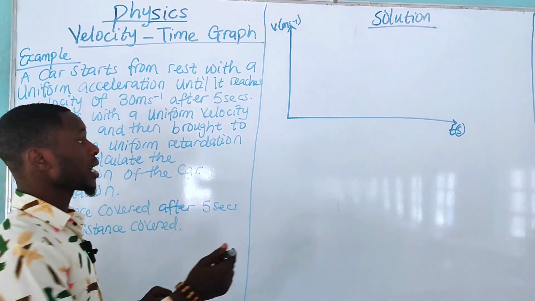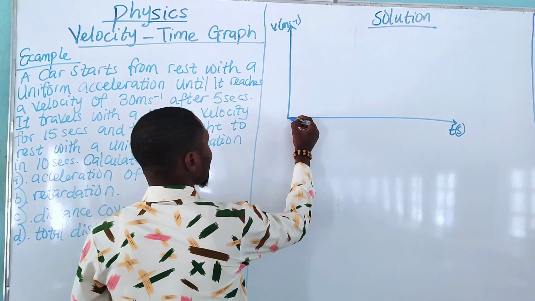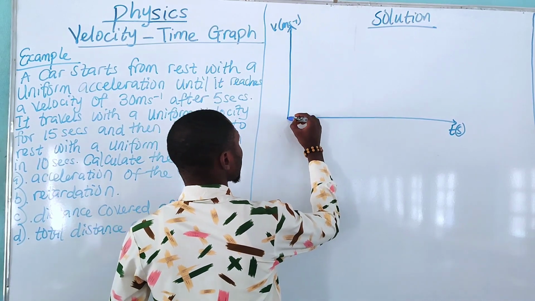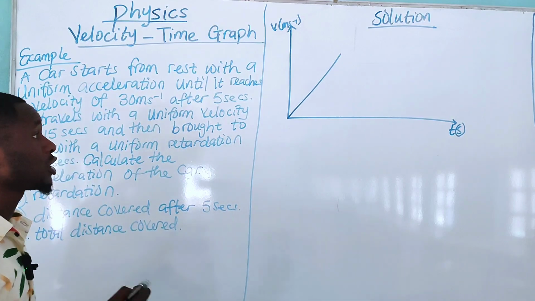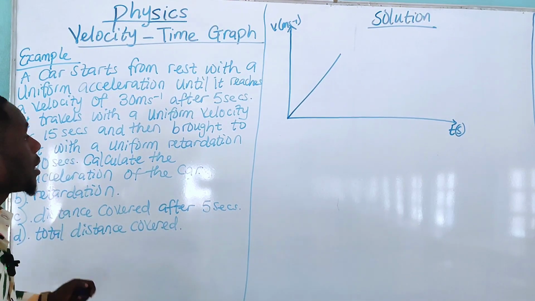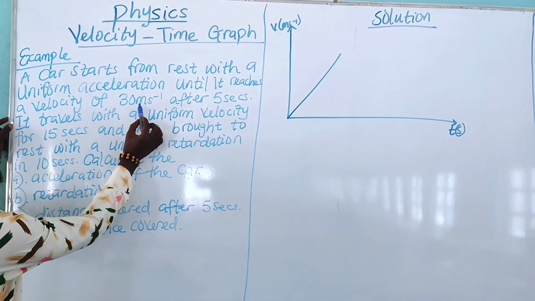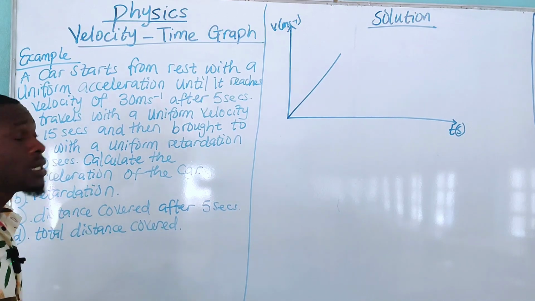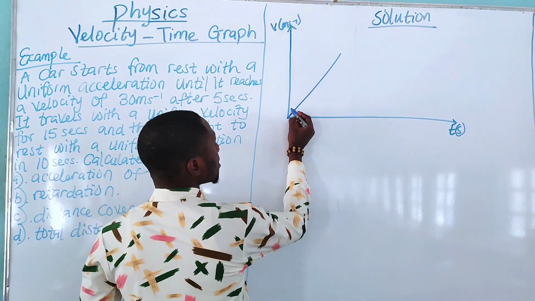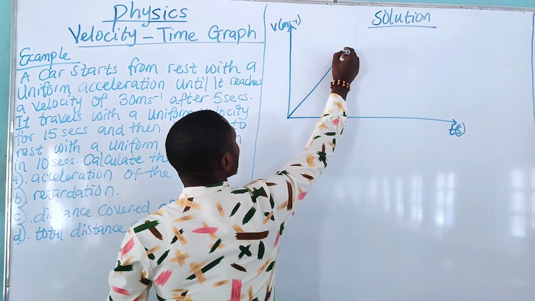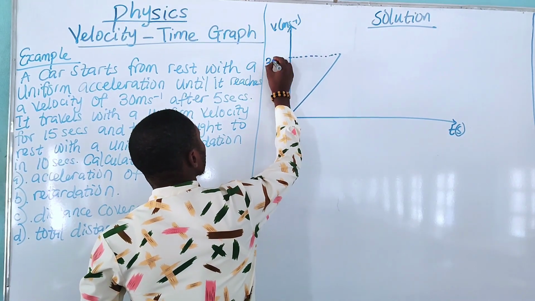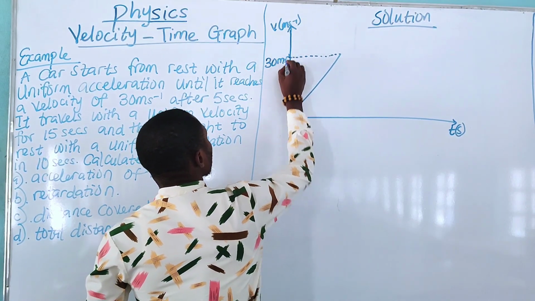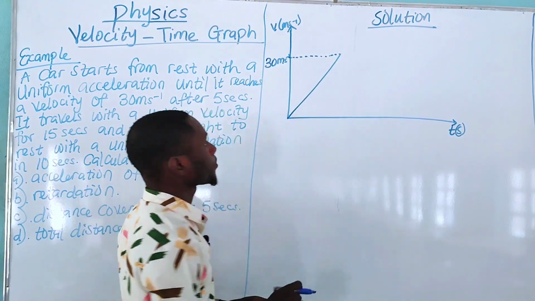So since it's starting from rest, it means that the body starts moving from this point and then upward. Remember, it starts accelerating from rest. And then we are told that until it reaches a velocity of 30 meters per second. That means that the velocity keeps increasing until it reaches what? 30 meters per second. So this is 30 meters per second.